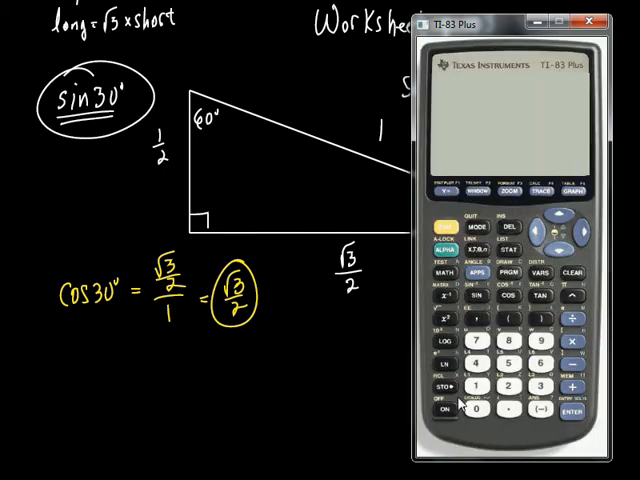There's no way you could have looked at this and said, oh yeah, that's square root of 3 over 2. I mean, nobody in here would have been able to figure that out. Okay, but that's exactly what it is. Let me show you.